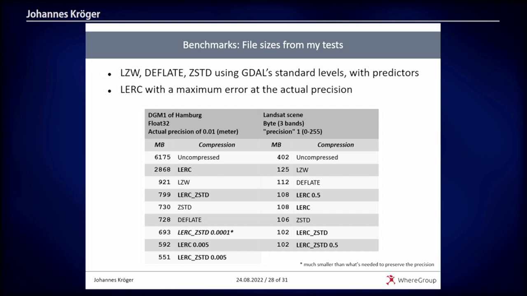That's a detail. The other example is some Landsat scene, so byte data, which has a precision of 1, if you want to look at that, right? It's just RGB bands between 0 and 255. And even there, LERC is not far away from the others, so there's not that much compression going on or that much difference between the algorithms, but LERC is just there with the others. So yeah, it's not something you should ignore. You should try it and have fun with it.